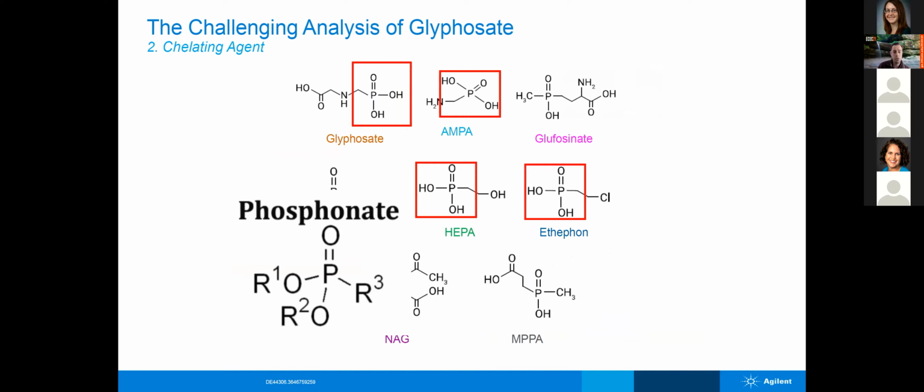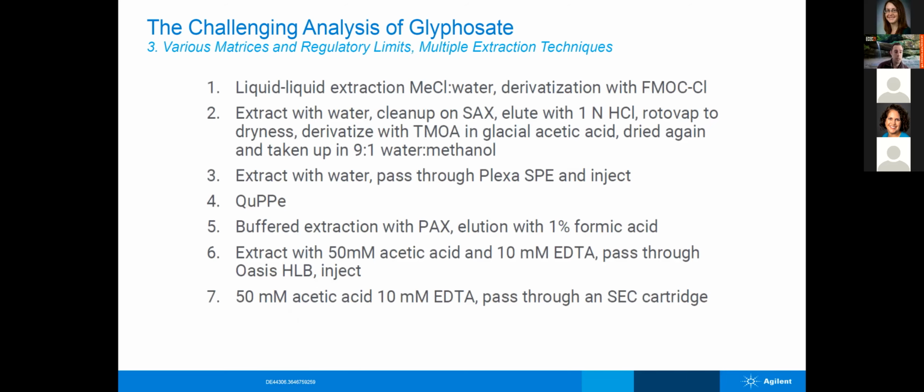So if you'll notice, most of these, or really all of these, have a phosphonate group, which makes them polar and difficult to analyze in LC for a couple of reasons. One, their polarity, and two, phosphonate is a chelating agent, meaning that it likes to stick to any metals in your system, and all MSs and all LCs have metals in them, more or less. So there are a lot of other challenges, right?